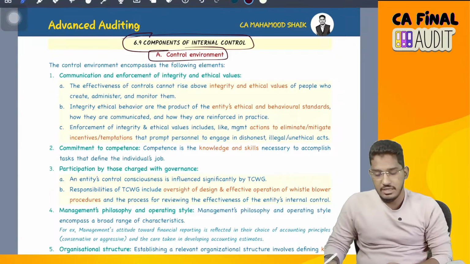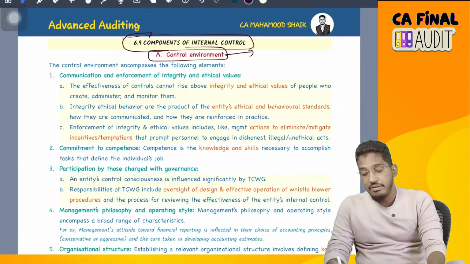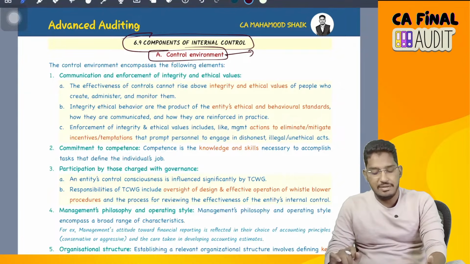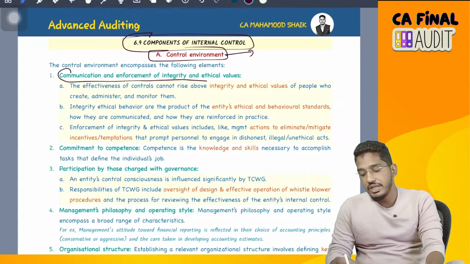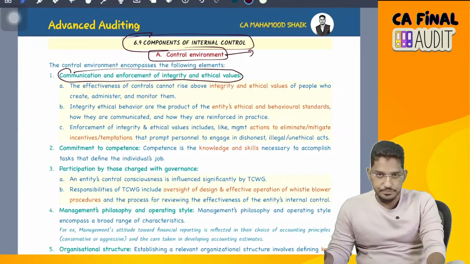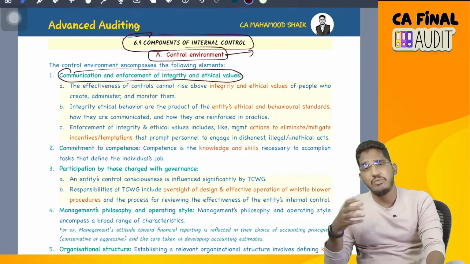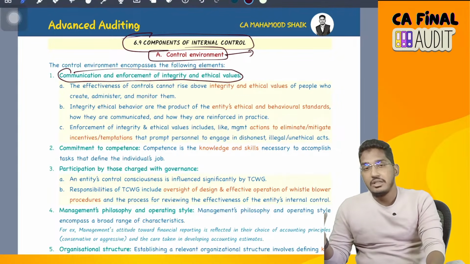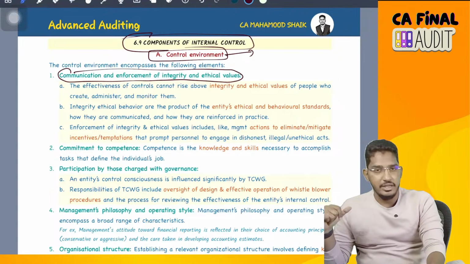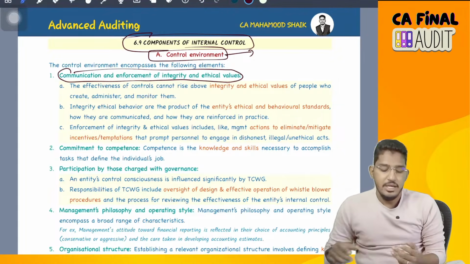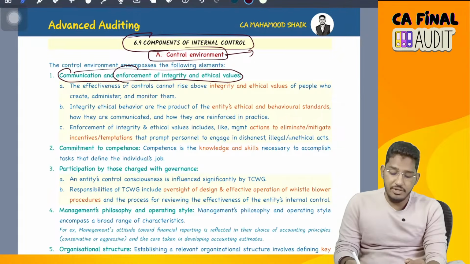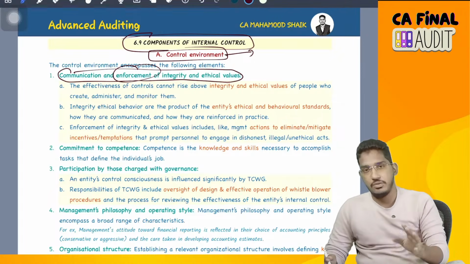Before any organization starts looking for internal control, they need to have a good control environment, a good culture they have to create. So how can they create a good culture? Number 1, by way of communication of integrity and ethical values. As top level management, you have to communicate to your staff how important it is to remain with integrity, how important it is to follow ethical values. You have to continuously communicate. See, just communication alone will not be enough. You even have to enforce, you have to put it into action also.